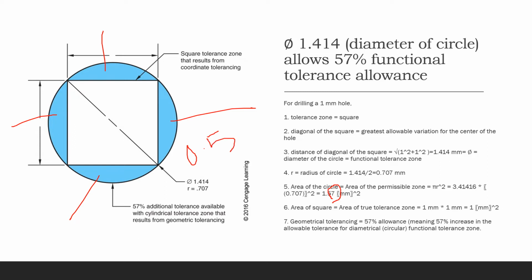So 0.57 millimeter squared for this blue area. You translate that into a percentage, and you get 57%. We call that the functional tolerance allowance, and we can see that pretty clearly. This is your diameter, and we use this little symbol. 1.414 is this distance right here, and that's the diameter of a circle, and it's going to allow you 57% of the functional tolerance.